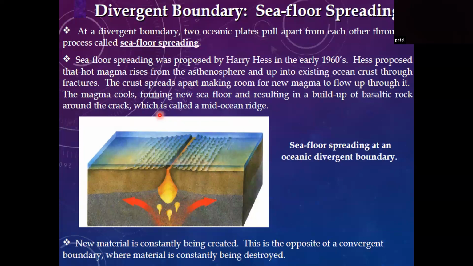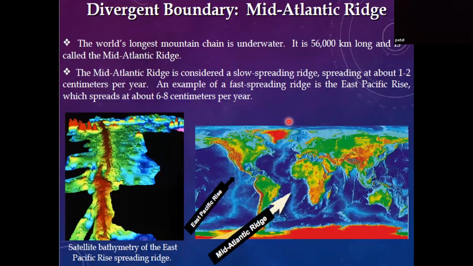So this is what I have already told, the spreading and formation of the new crust. This is known as sea floor spreading, and this theory was given by Harry Hess during 1960. So here you see the Mid-Atlantic Ridge, which is located in the middle of the Atlantic Ocean. That is the longest mountain chain on the Earth, and its length is around 5,600 kilometers.